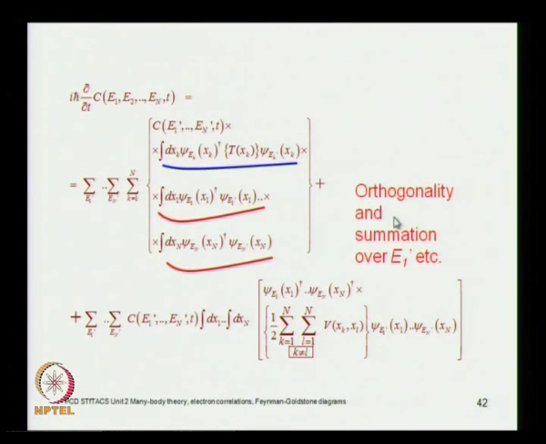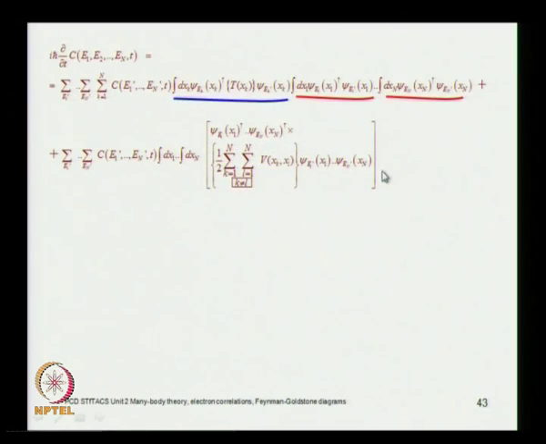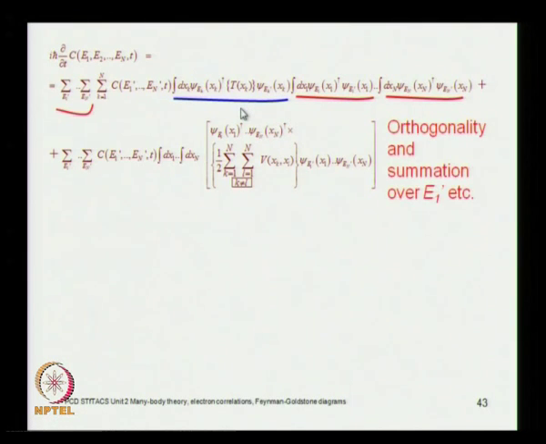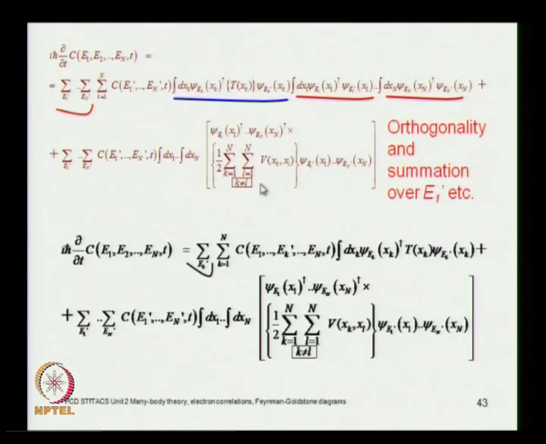So, you can exploit the orthogonality, carry out the sum, contract the Kronecker deltas over these terms, and once you exploit it, what are you left with? You are left with summation only over E k prime. That is the only term over which you need to carry out a summation.